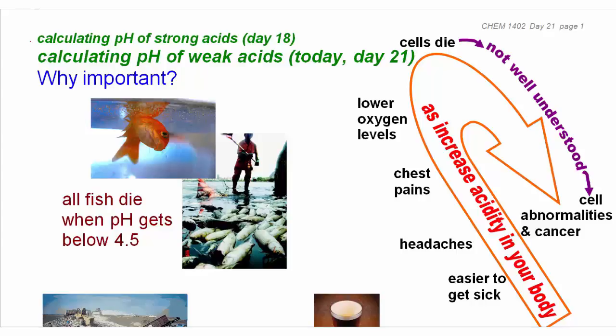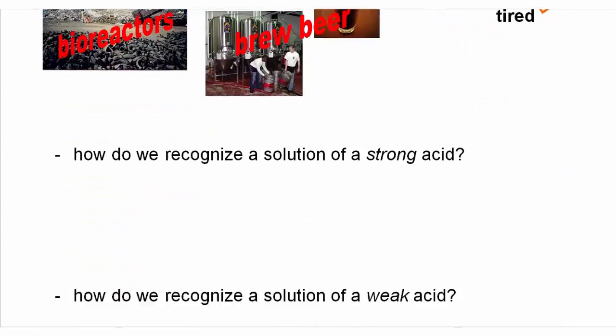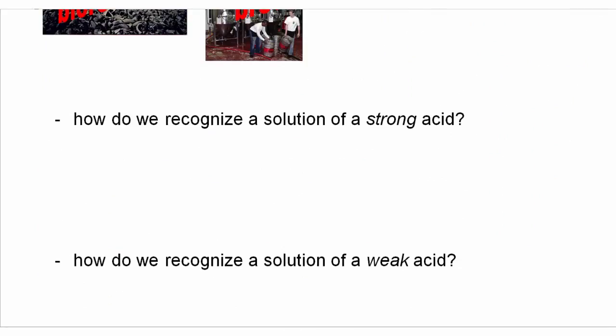We just finished working on solving problems and determining the pH of strong acid solutions. Now we're going to work on determining the pH of weak acid solutions. A much more pertinent problem to our lives, because weak acids are much more dominant in our environment and in our daily lives than strong acids are. So how do we recognize the difference between the two in the first place?